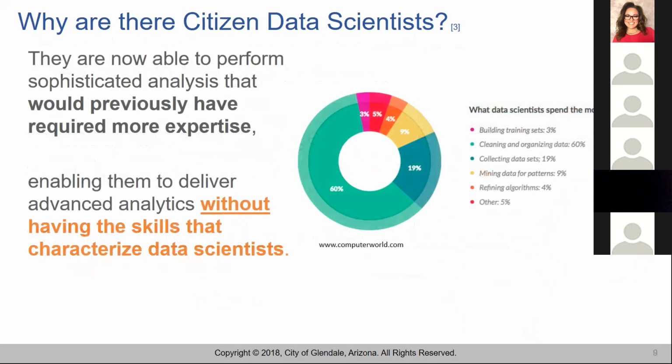But they now are able to perform more sophisticated analysis that would have previously required more expertise, enabling them to deliver advanced analytics without having skills that characterize data scientists. And I show on the right some of the tasks that data scientists typically do. As you can see, they spend a lot of their time cleansing and organizing data and collecting data sets and some other tasks.